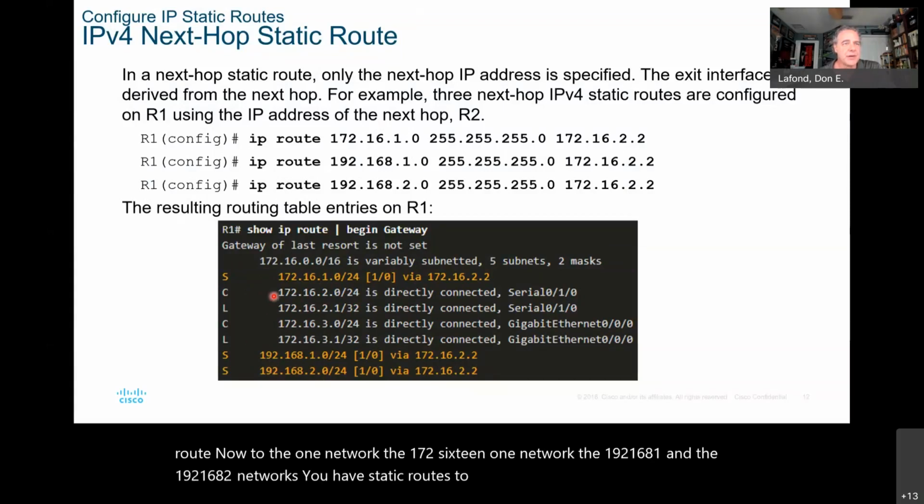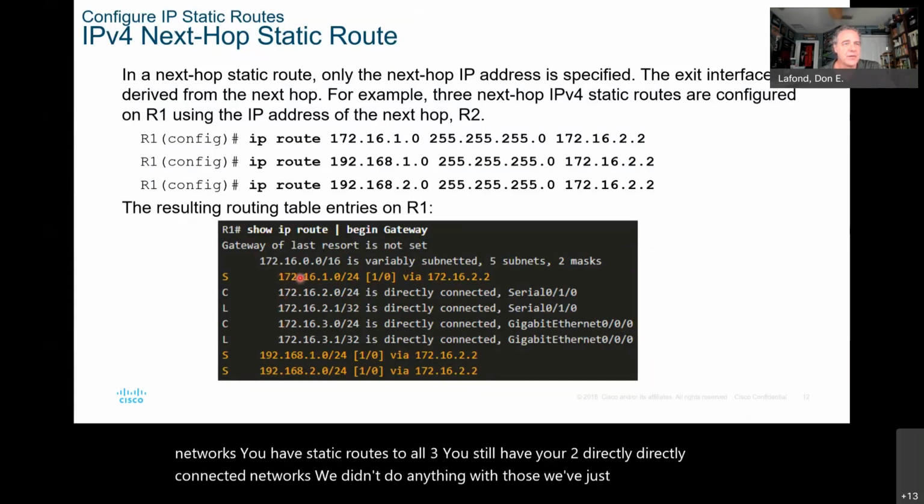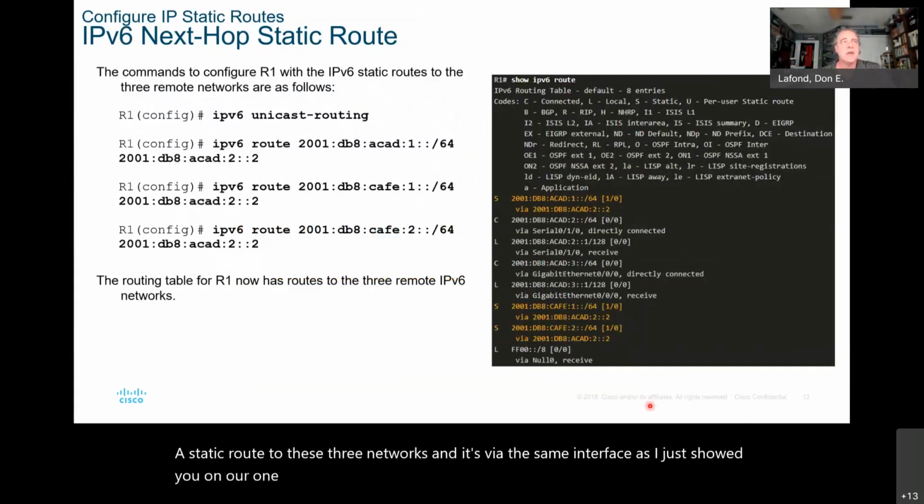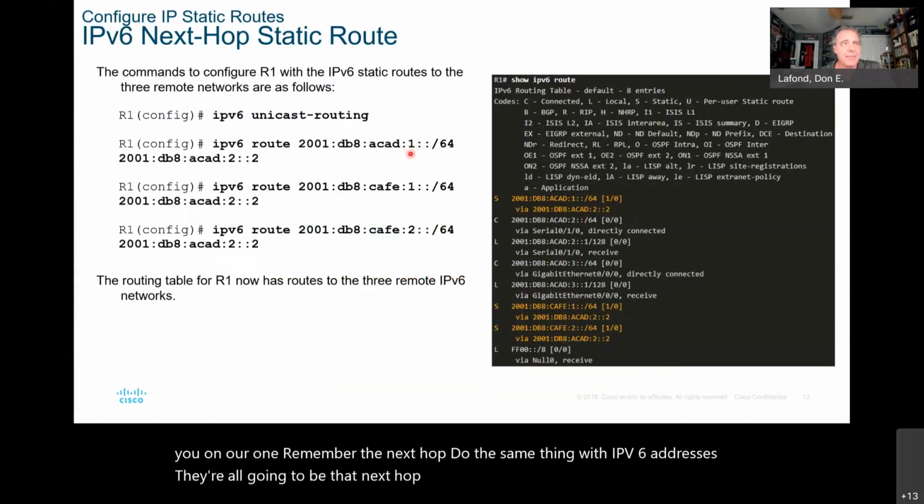You still have your 2 directly connected networks. We didn't do anything with those. We've just created a static route to these 3 networks, and it's via the same interface as I just showed you on R1. Remember the next hop. Do the same thing with IPv6 addresses. They're all going to be that next hop address, the same next hop address.